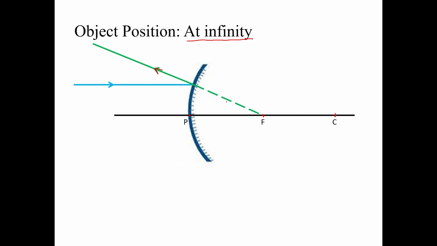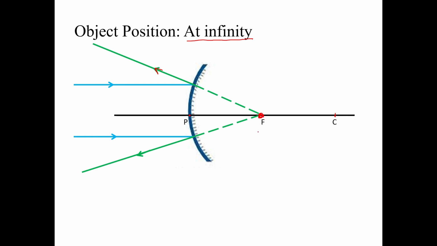Now I am using one more ray which is below the principal axis. Then again parallel, it reflects and appears to reflect from the principal focus. Why are we using two rays? Because you will get the image only when rays meet or appear to diverge. So here we can see that they appear to diverge from the principal focus.